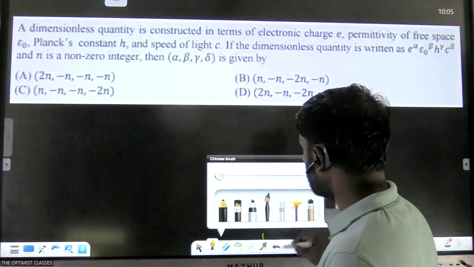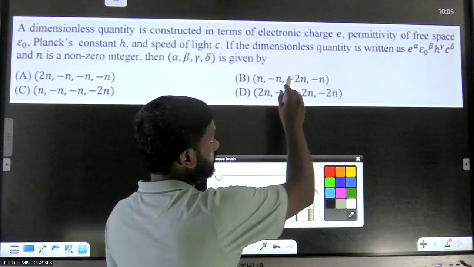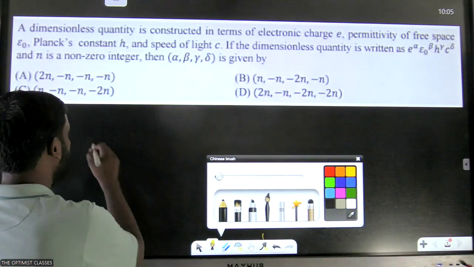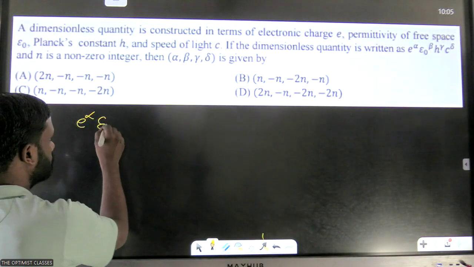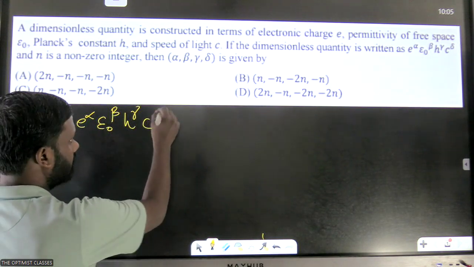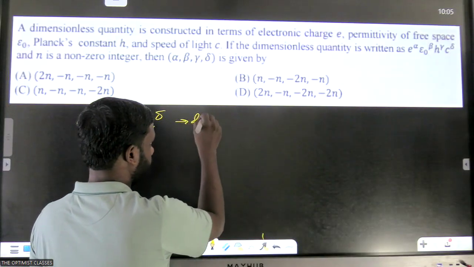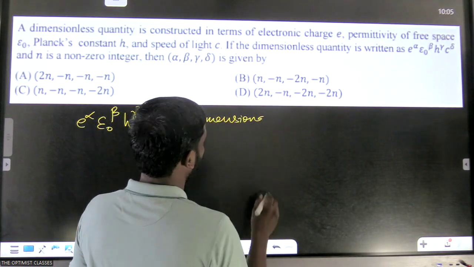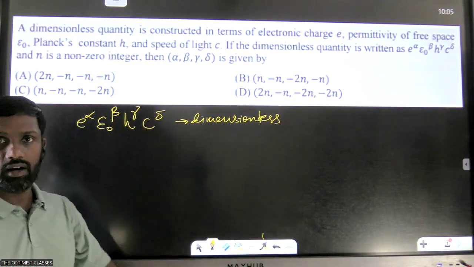See, we have to find dimension of this quantity. Sorry, it is mentioned here that this quantity is dimensionless. So we have to find the value of alpha, beta, gamma, and delta. It is given that e to the power alpha, epsilon naught to the power beta, h to the power gamma, and c to the power delta is dimensionless.